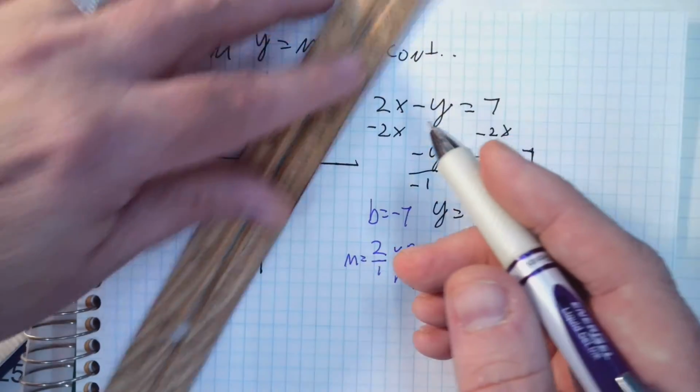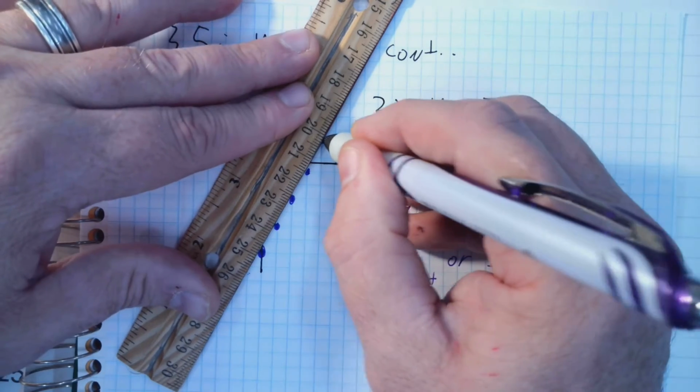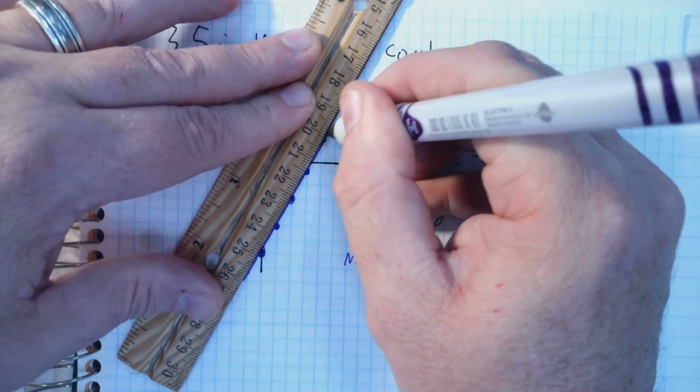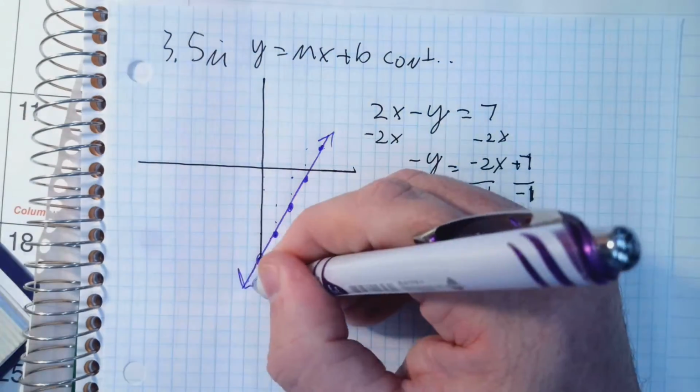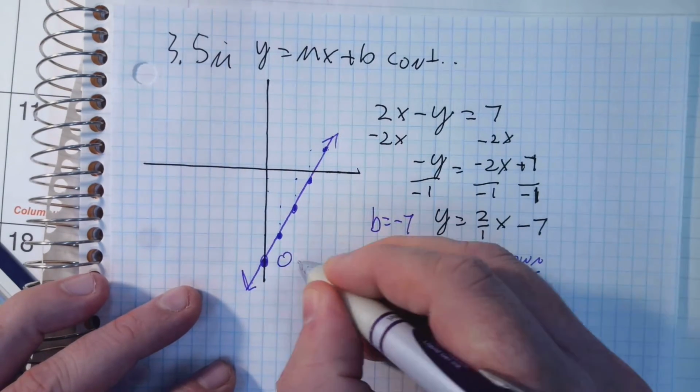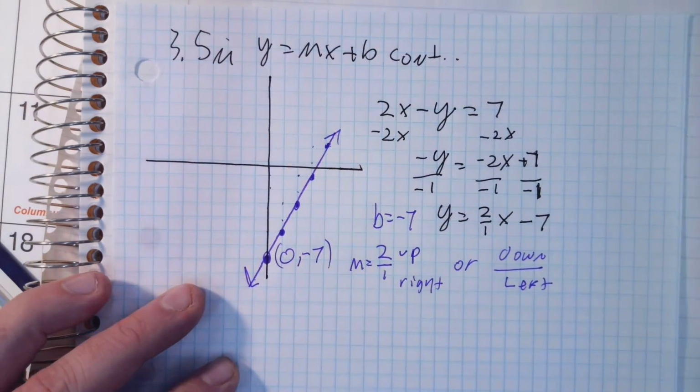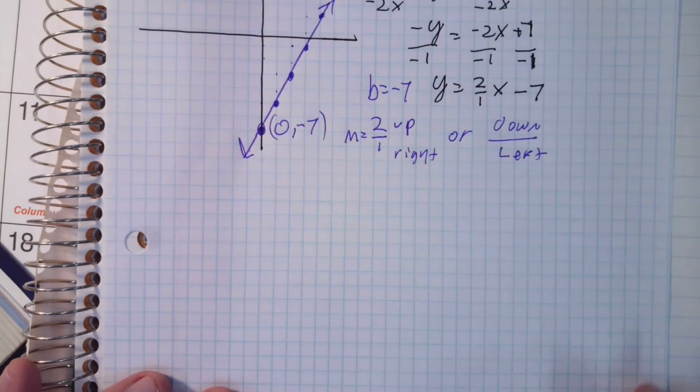You don't have to do that many points. It's good to do 3. 3 points is what you need. And then you got to label 0, -7. Okay, that was your first one.